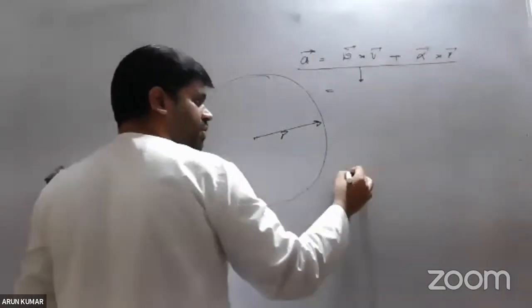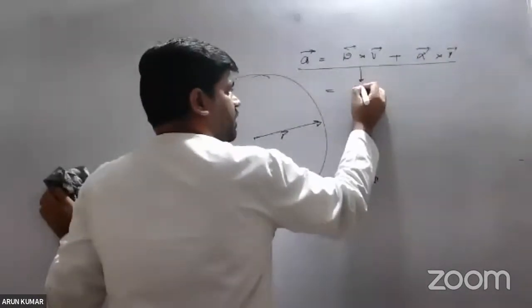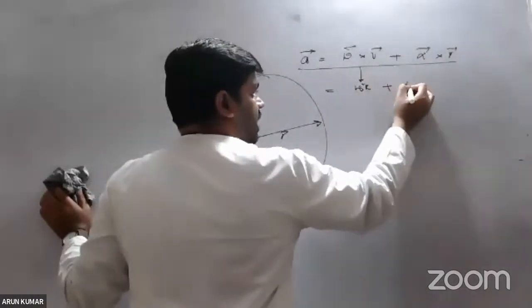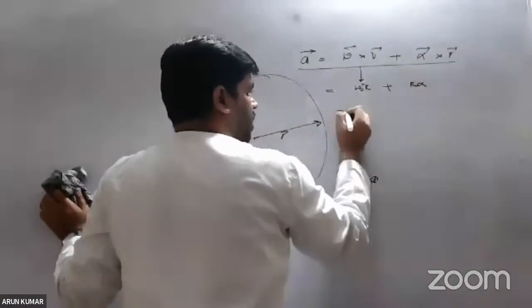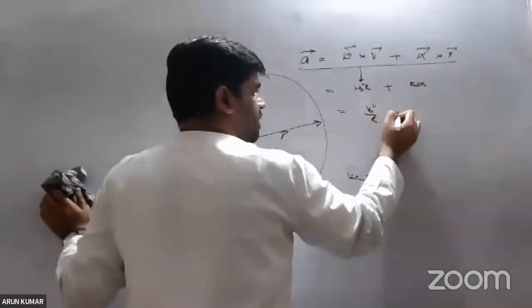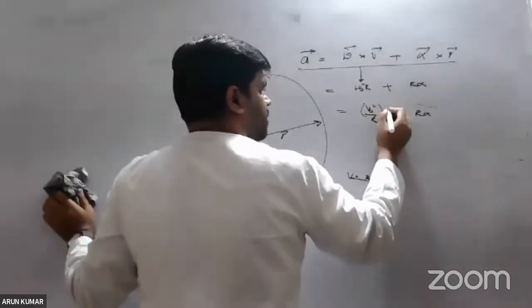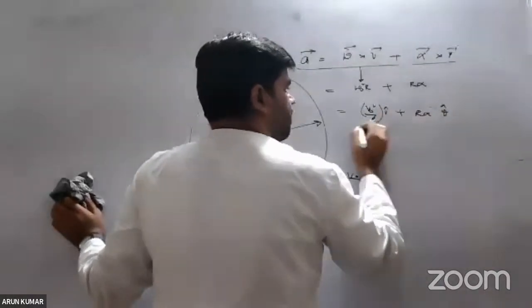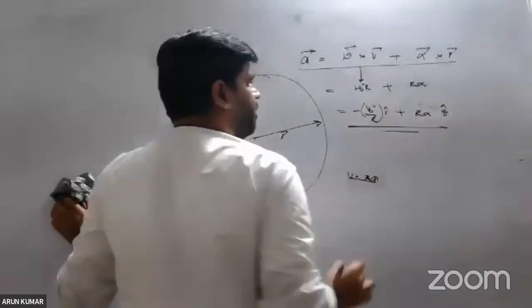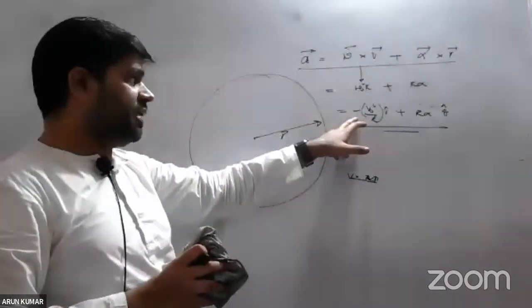I know that V is equal to R omega, or omega into R. So I can write omega square R plus R alpha. Or I can also write it as V square by R plus R alpha. This is along the radius. This is along the tangent. This is along the radius towards the center. That's why I kept minus R cap.